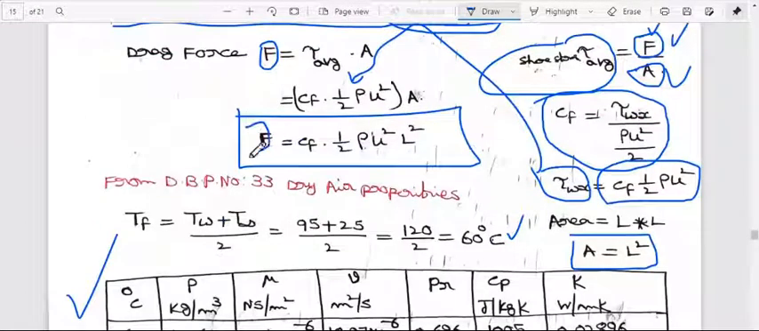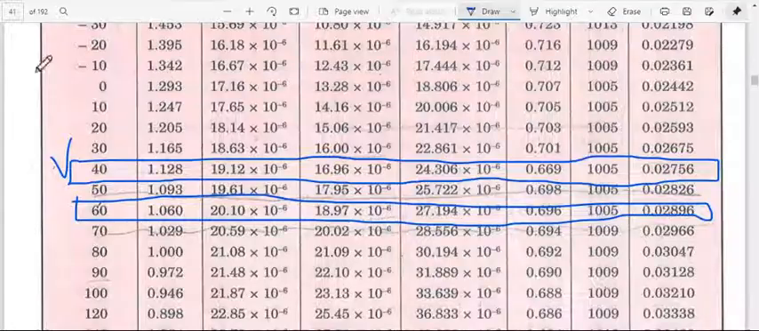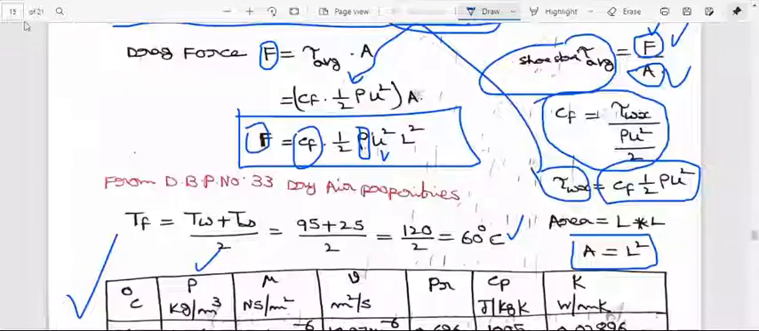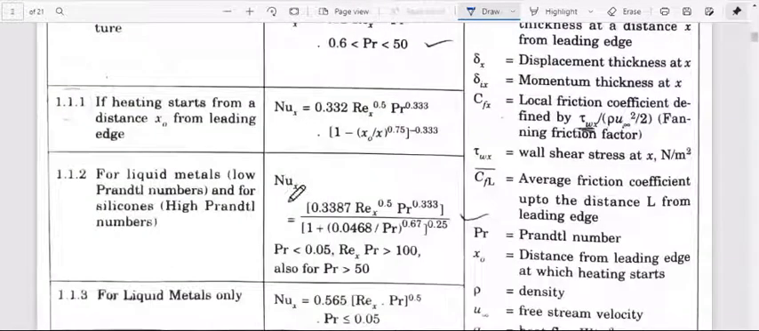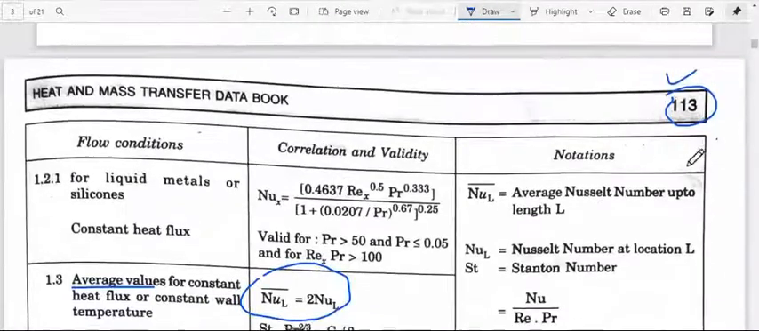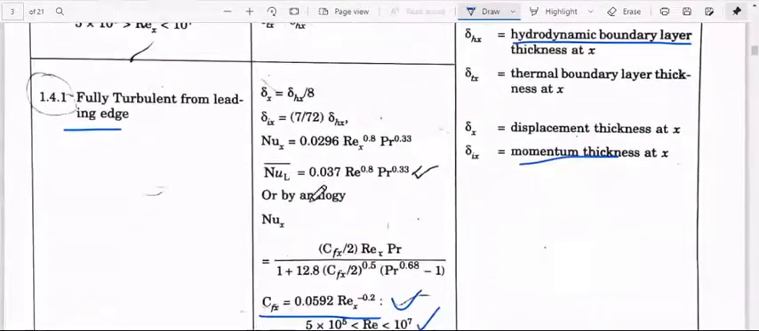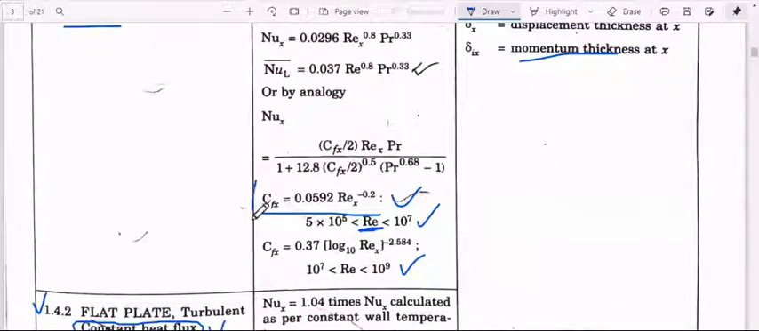This F value is a known term, and density is taken from data book page number 33, that is dry air properties. The U value is a known parameter and the L value is an unknown parameter, and we need to calculate the CFX value. So what is the CFX? The local friction coefficient. Here in data book page number 113 is the CFX formula.